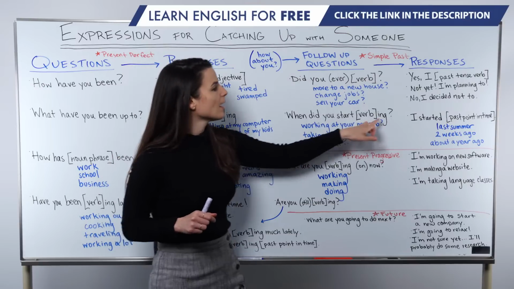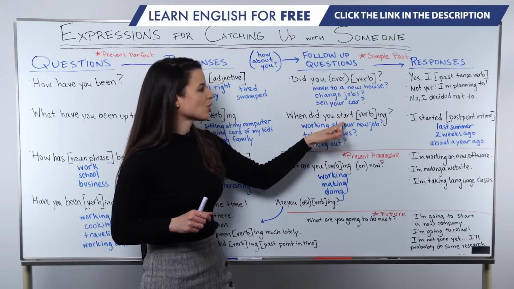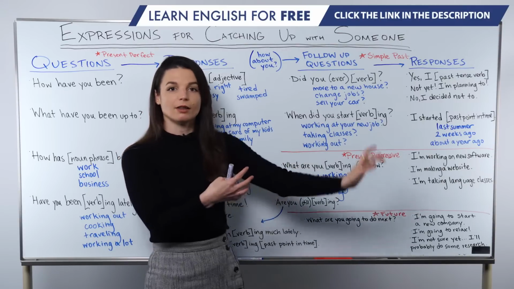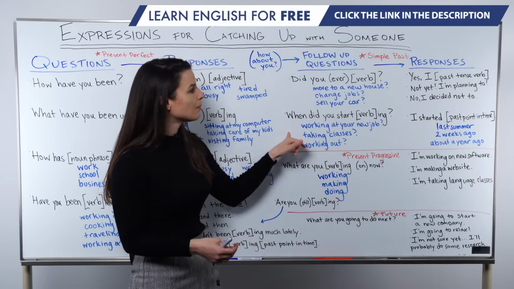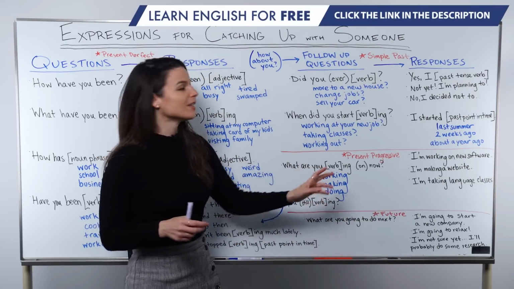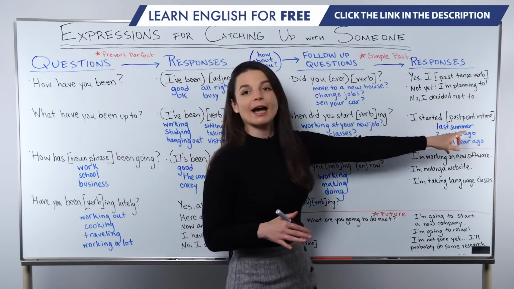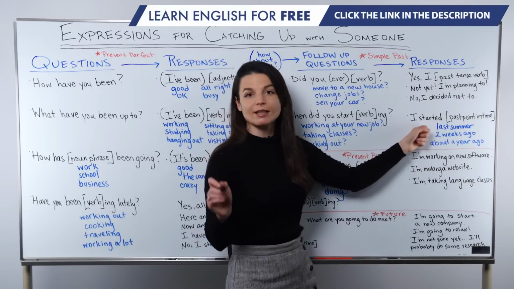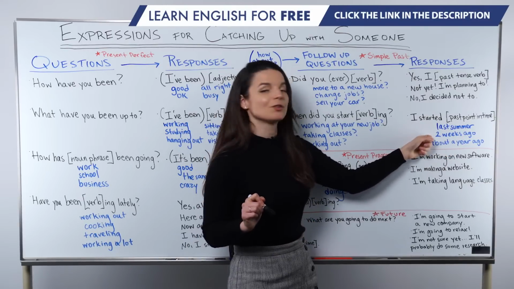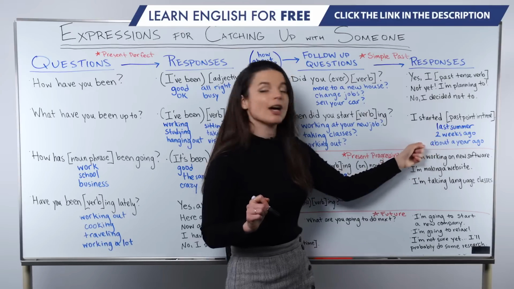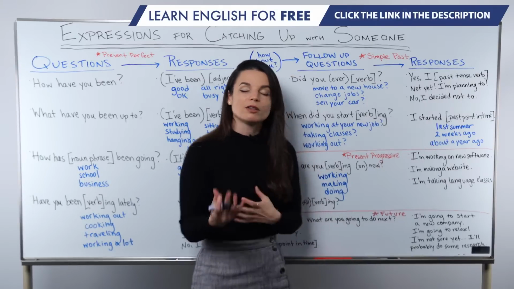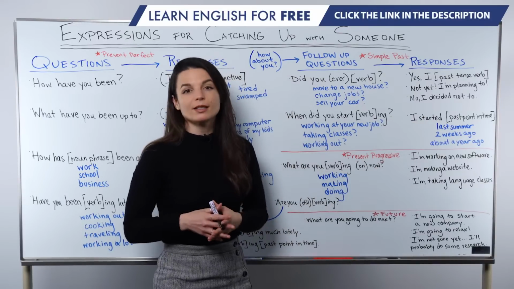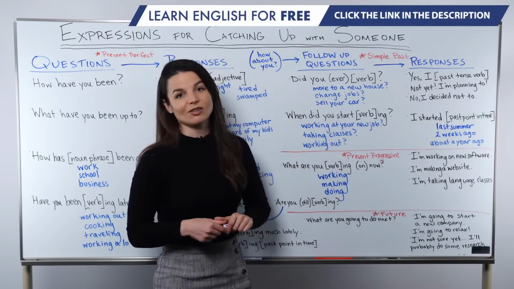So we use this ing form after the verb start. So we're connecting these two verbs together. Start plus the other activity. When did you start? The answer for this is very simple. I started at past point in time. I started last summer. I started 2 weeks ago. I started about a year ago. So we can use a very, very simple past tense answer here and just put the point in time at which we started the activity there.